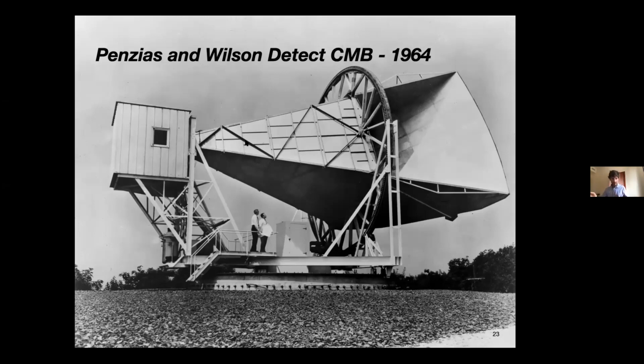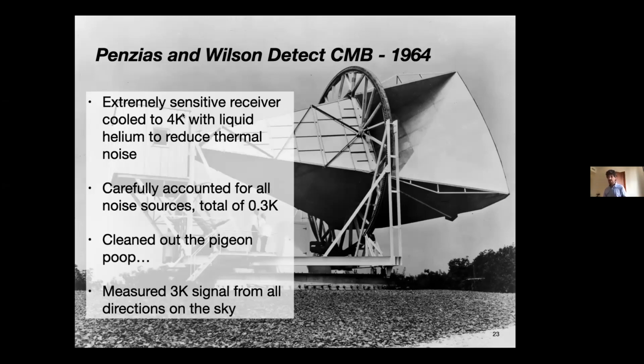And so, as you might imagine, in order to send a signal these long distances, you needed a really sensitive detector, a really sensitive antenna, which is what they had, more sensitive than actually any microwave detector that had been produced at the time. So the way they did it is they had this receiver that they cooled to 4 Kelvin, so very close to absolute zero, with liquid helium to reduce noise, essentially. And what they found is that after they carefully accounted for all of their noise sources, they had this signal that they couldn't get rid of. And they worked really hard to try to get rid of it.